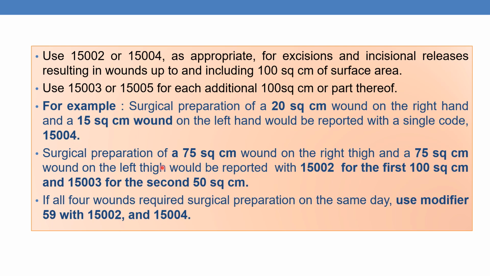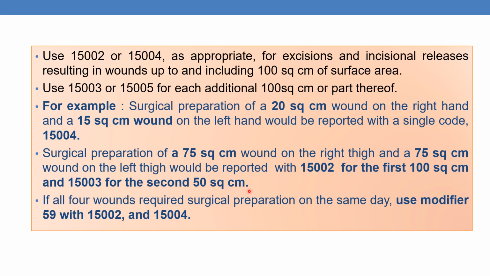The next example is surgical preparation of a 75 square centimeter wound on the right thigh and a 75 square centimeter wound on the left thigh. That would be reported with 15002 for the first 100 square centimeters, followed by 15003 for the next 50 square centimeters. If you can see, 75 plus 75 will sum up to 150. So 15002 for the first 100 square centimeters, followed by 15003 for the remaining 50.